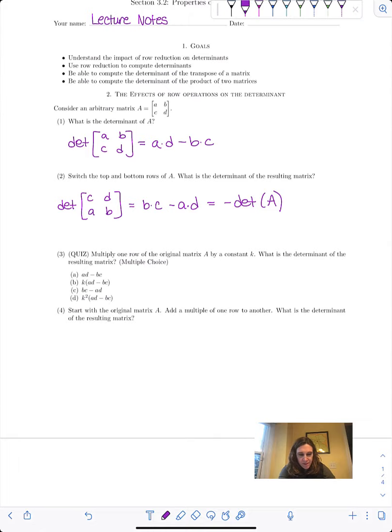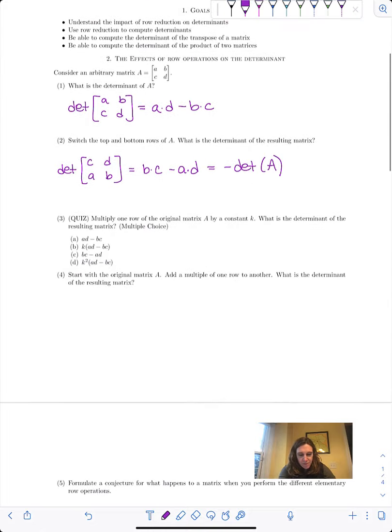Let's look now at what happens if we multiply, this is your first quiz. Try multiplying one of the rows. So for example, you could take the top row and you'd get a constant times A, that same constant times B, and we're only multiplying the top row by that. And I want you to go ahead and compute that determinant and see what you get.